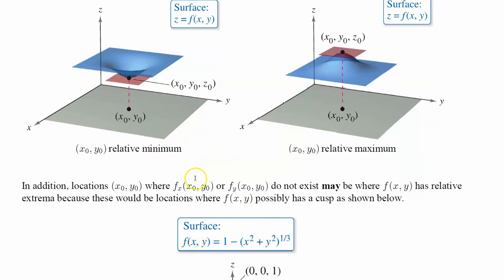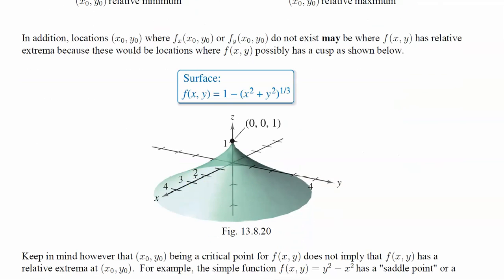On the other hand, right down here is a picture illustrating why we are also interested where either the partial with respect to x or the partial with respect to y may not exist. Because right here you see you have a cusp at that point. So that's where your partial with respect to x and or your partial with respect to y may not exist.